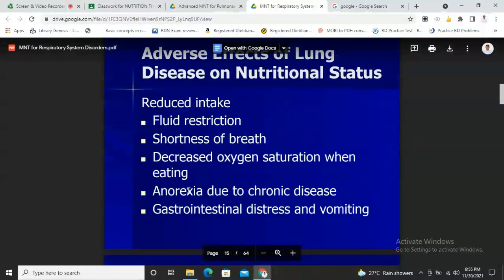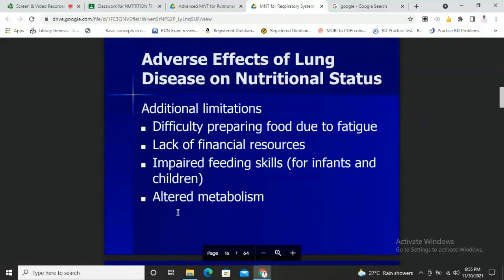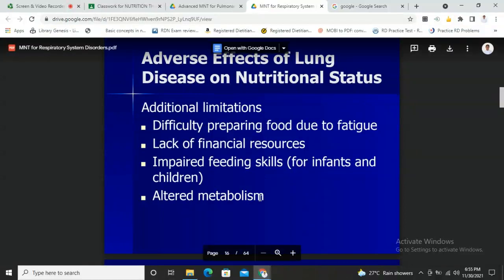And usually, kaning mga chronic diseases like kaning sa COPD, usually naana sila kakeksya. Okay? Additional limitations, difficulty preparing food due to fatigue. They are also easily fatigued, no? Because of their disease. Okay? Lack of financial resources, impaired feeding skills, especially for those infants who have bronchopulmonary dysplasia, and also altered metabolism, no?